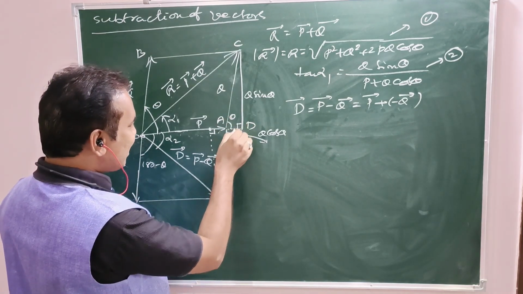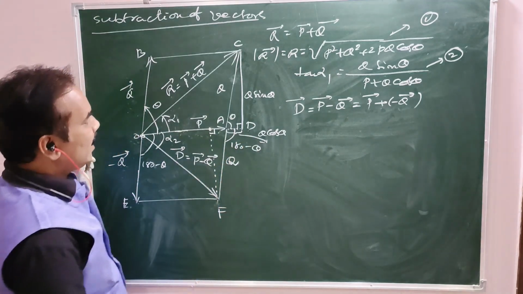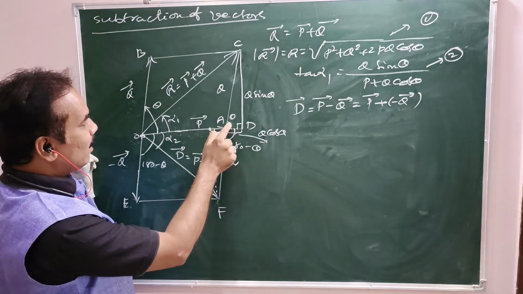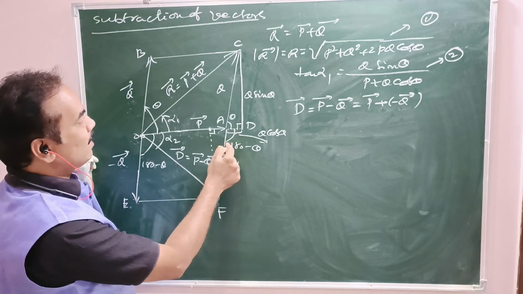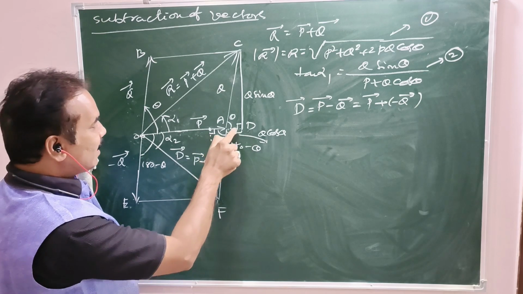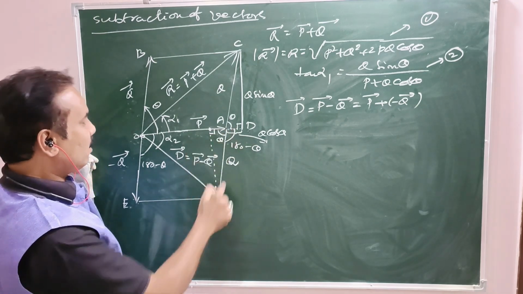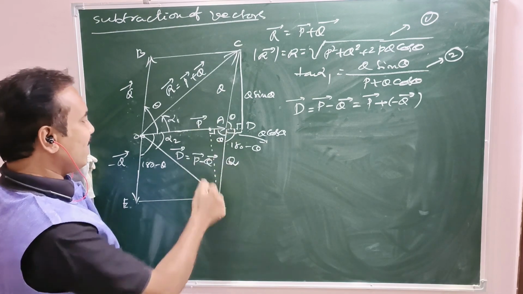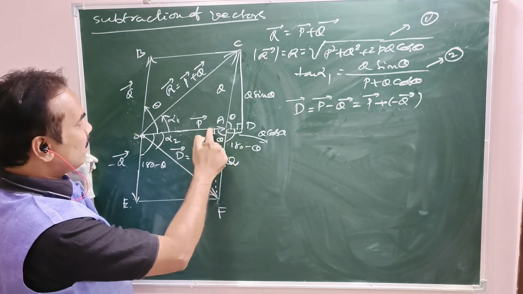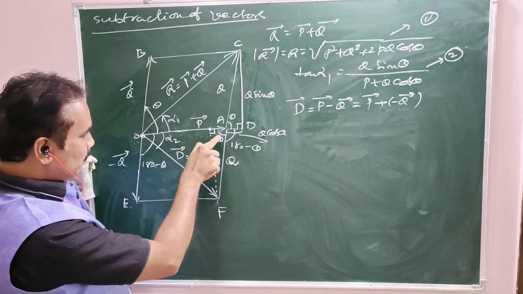Now what about this angle? 180 minus theta. So this angle is theta, and the remaining angle is 180 minus theta. Now what about this angle? If that is 180 minus theta, this is theta. So theta. Right? This is a right angle triangle. From this right angle, this is a small right angle triangle.